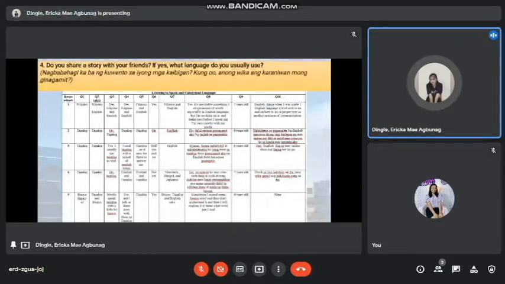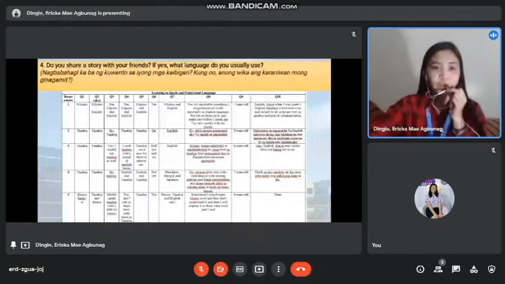For the fourth question, do you share a story with your friends? If yes, what language do you usually use? As for the result, 21 said they use Tagalog when telling a story to their friends because it allows them to express themselves better without hesitation or without fear of making grammatical errors. 6 said they use Tagalog and English. 1 said she uses Filipino and English. 1 said he uses Filipino. One said she uses English, and one said he uses Tagalog and Bisaya.